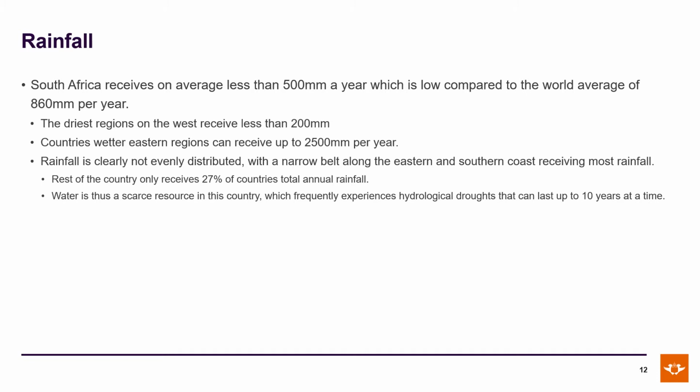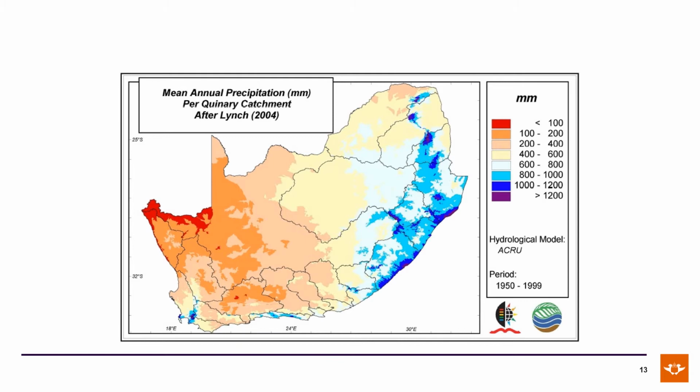And we as South Africans frequently experience hydrological droughts, which can last up to 10 years. Particularly for Gauteng, the last one lasted about 5 to 7 years, whereas Cape Town has probably only just recovered from its current drought. And this is just to show you where our driest regions are.